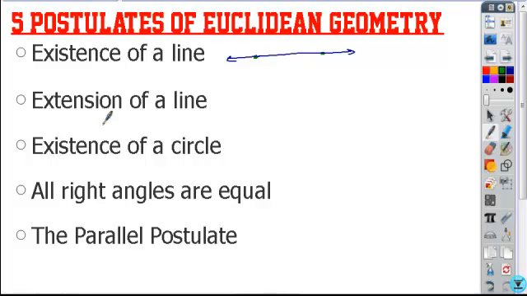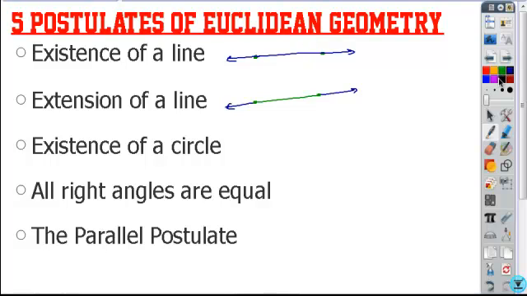Okay, the second postulate is if you took a portion of a line or a segment, we make the assumption that you can extend this segment infinitely in each direction to form a line so that all the properties that are associated with lines will be able to work on this as well.